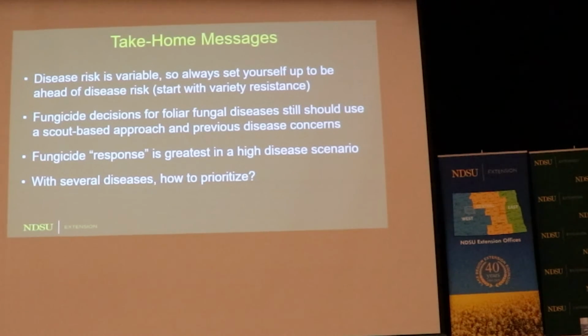So a couple of take-home messages, and I hope these kind of resonate with you. Disease risk is always going to be variable. Understand what you're doing from a management perspective and how that is influencing it. I still believe that fungicide decisions for fungal diseases need to be a scout-based approach. The reason why I say that: if you're conventionally tilled, if you're putting crop rotation involved, and you might be wondering how much fungicide or what fungicide to put on early on, consider what tools you already are incorporating and what you can expect from that fungicide application. Fungicide response or yield response is greatest in a high disease scenario.